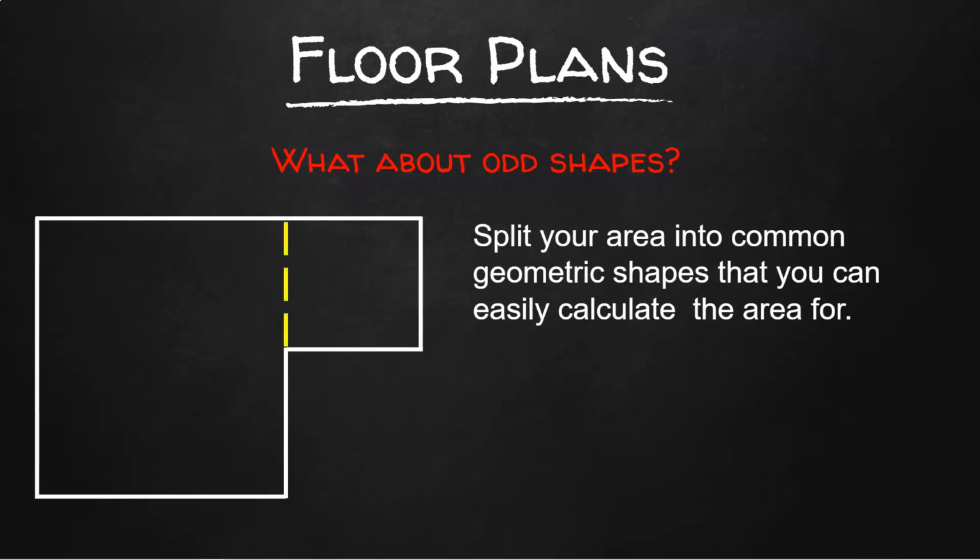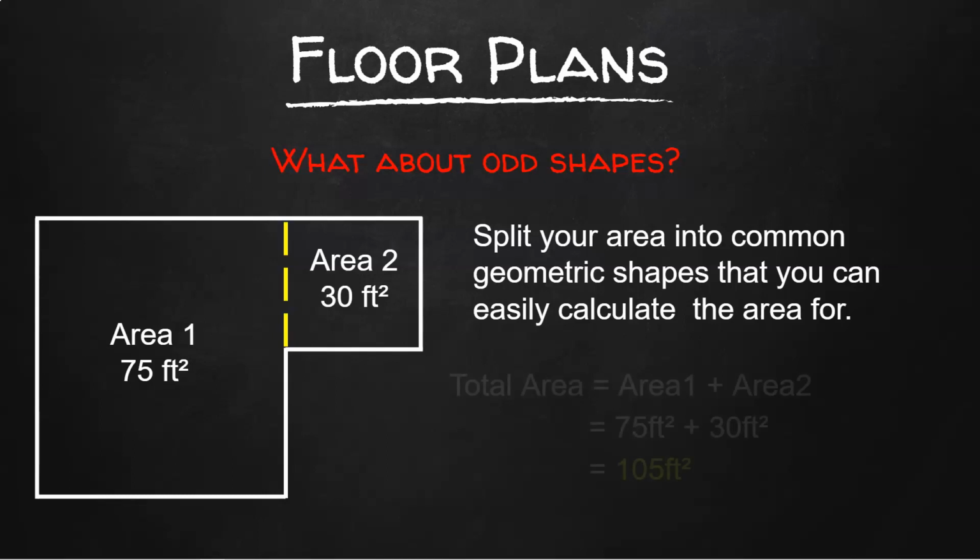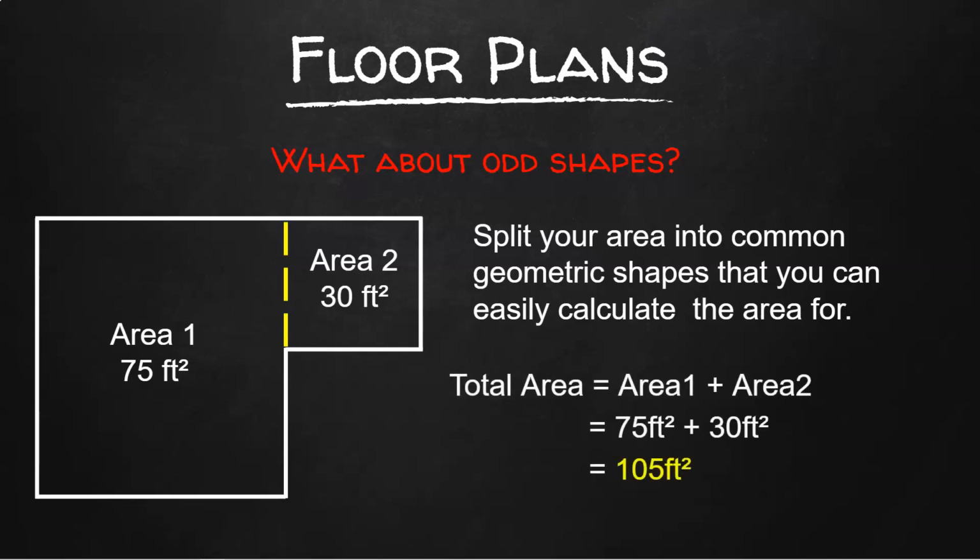So what we're going to do is split that into shapes that we can easily calculate it for. So now we have two rectangles. We know the formula for area. It's the two distances. So if we have area 1 is 75 square feet and area 2 is 30 square feet, once we calculate those individual areas, we can just add those together and get a total area calculation of 105 feet squared. So we have area 1 plus area 2.